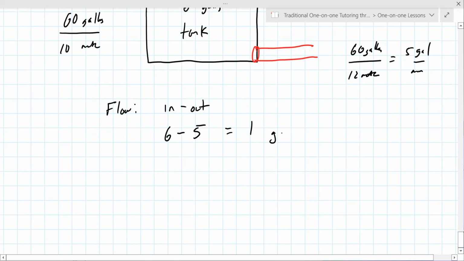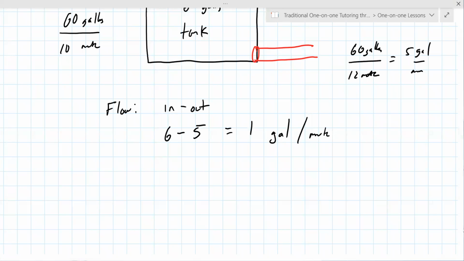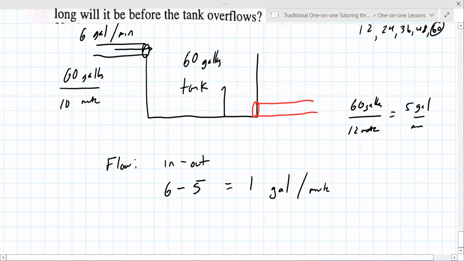So there is 1 gallon per minute going in. Right. Like it's rising at a rate of 1 gallon per minute. Is that okay? Because in 1 minute, 6 gallons went in, but 5 gallons went out. Right. Okay. But what we care about is how much time it's going to take for the tank to overflow.